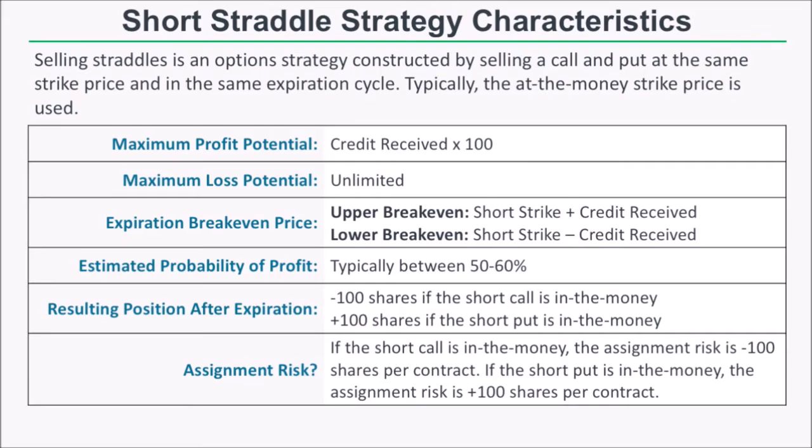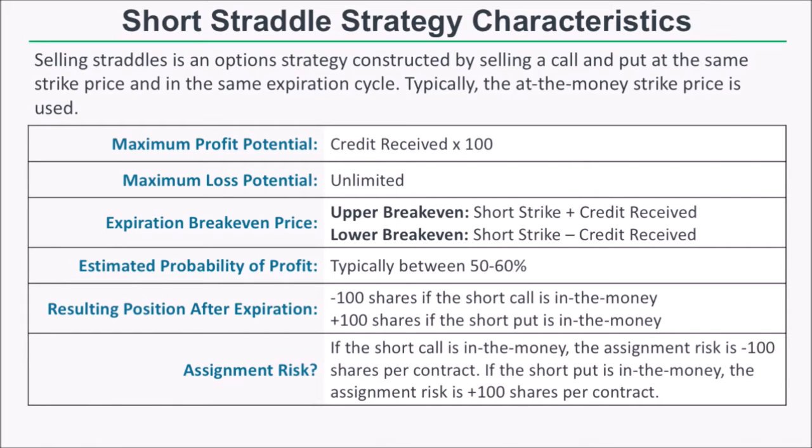Selling straddles is an option strategy constructed by selling a call and put at the same strike price and in the same expiration cycle. Typically the at the money strike price is used, because when you sell at the money options, you're selling the most expensive options, which consist of all extrinsic value. So if the stock price remains right at that short strike that you sold, you're going to collect all of that extrinsic value as time passes, so long as the stock price does not move significantly outside of that strike price.